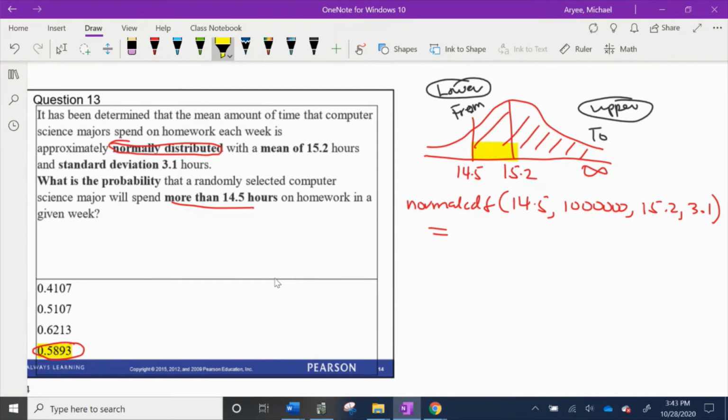Wait, how did you know that it was 14.5? Oh, because it says more than. Okay, never mind. Thank you. Okay then.